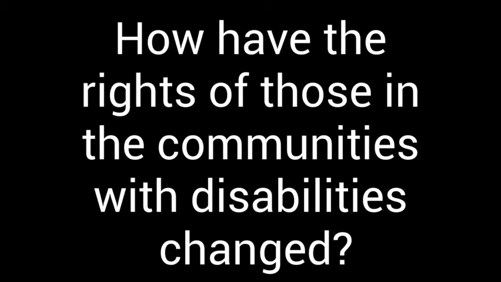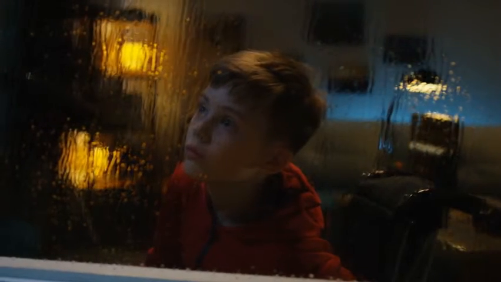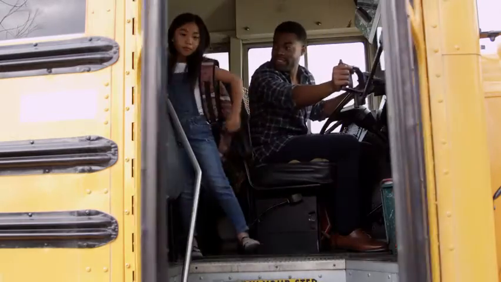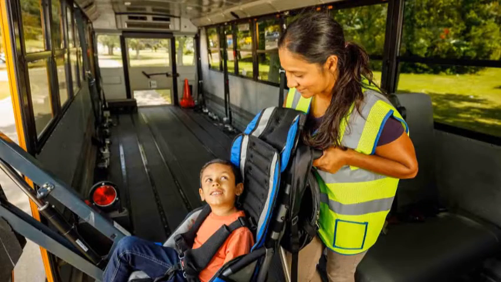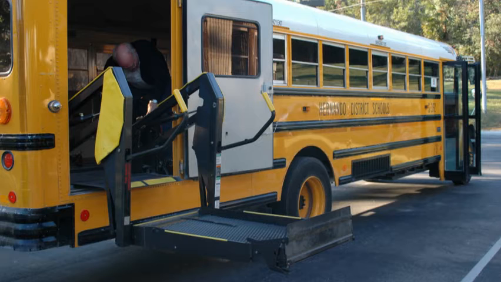How have the rights of those in the community with disabilities changed? Well, let's find out. In the beginning, people did not have access to modifications that would make daily life easier. For example, access to transportation. Now, there are services to make life a little easier for people with disabilities, such as special transport buses. These buses are for people who use wheelchairs and/or have other disabilities that make using public buses inaccessible to them.